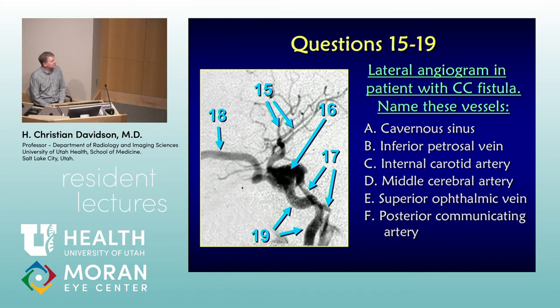Yeah, so those are branches of MCA. Because this is a lateral view, they're coming out at you. Then if I had an arrow on this, what's that right there, this little artery right there? PCOM. That's PCOM. PCOM comes straight off the back of the terminal ICA.